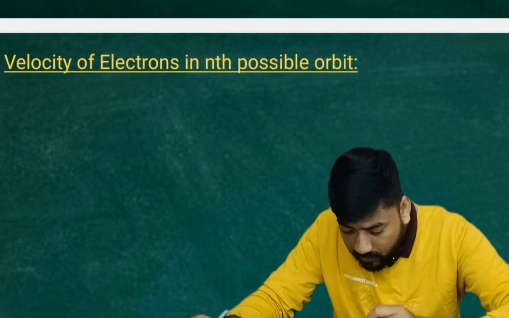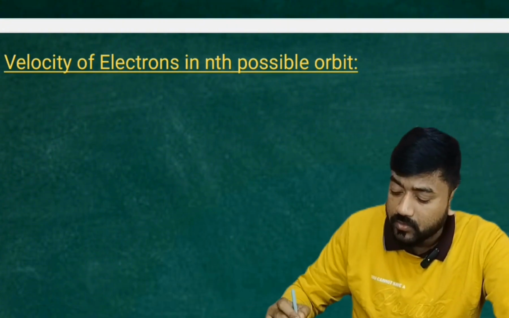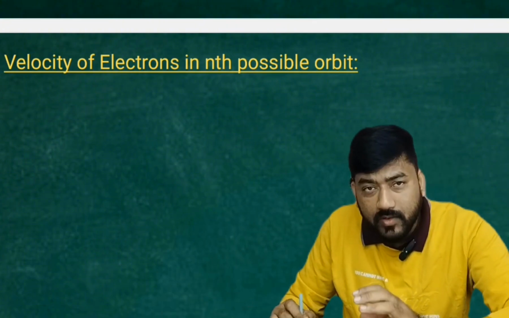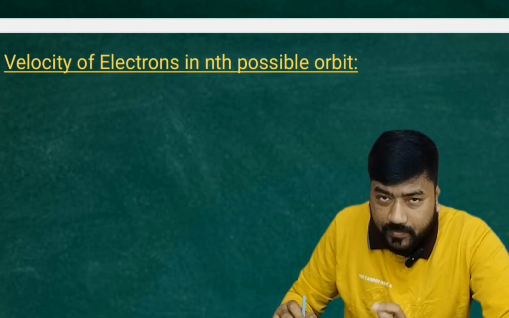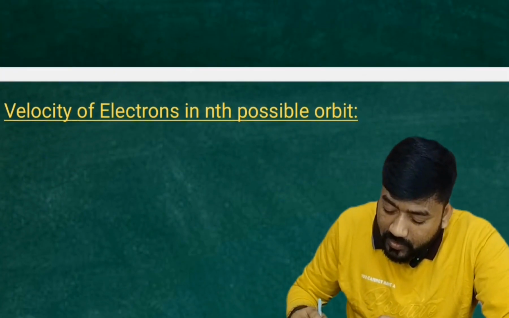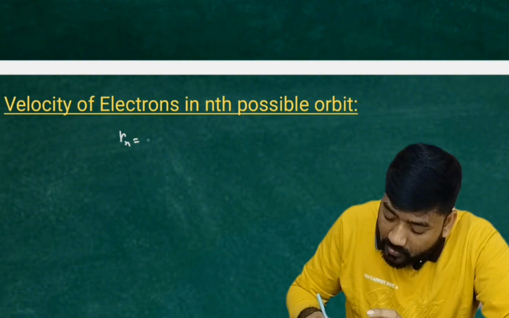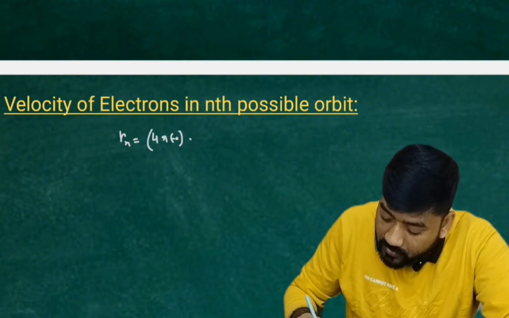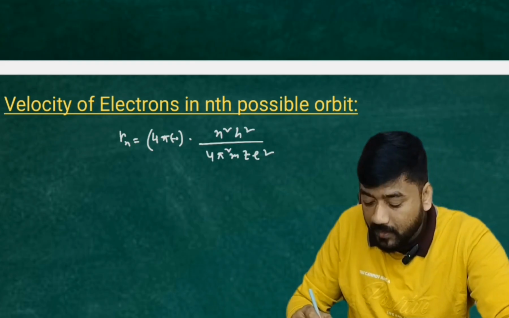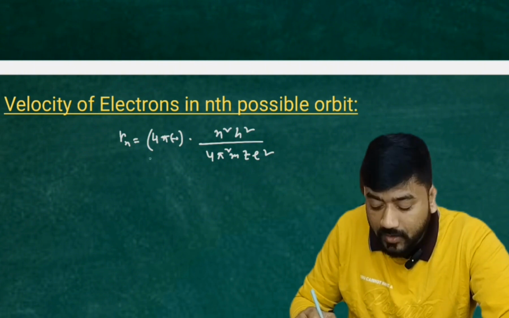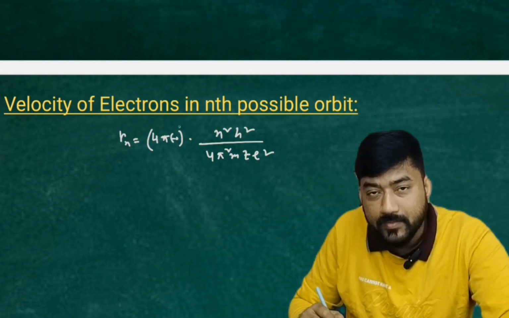Okay, so what is the velocity of electrons in nth possible orbit? So we have already in our hand Rn, so we can use that expression obviously. So पहले हम Rn का जो expression है वो लिख लेते हैं. So Rn is basically 4 pi epsilon naught into n square h square upon 4 pi square m z square. And you can see I am not cancelling out this 4 pi and 4 pi because we know the value of 4 pi epsilon naught.